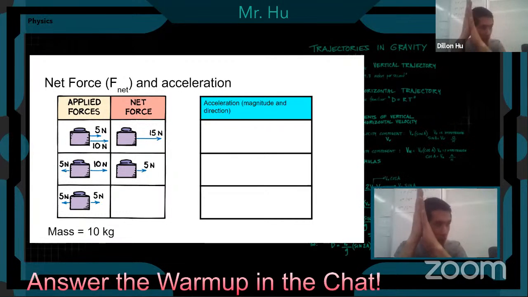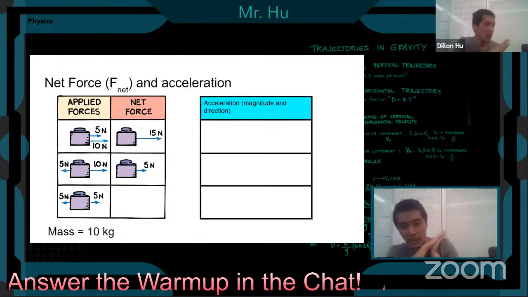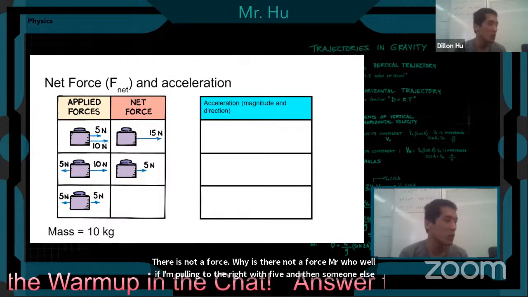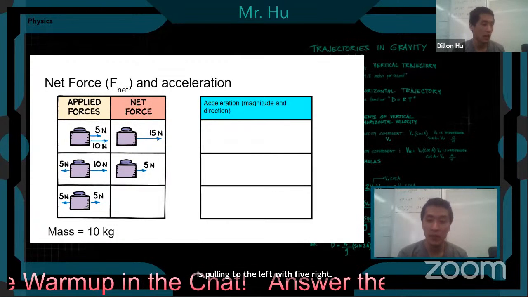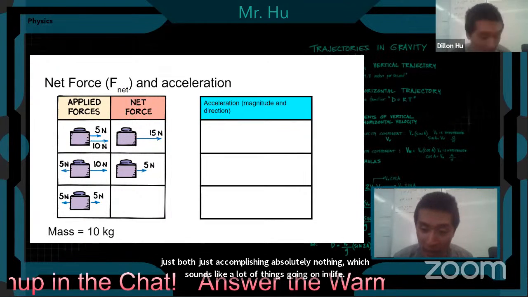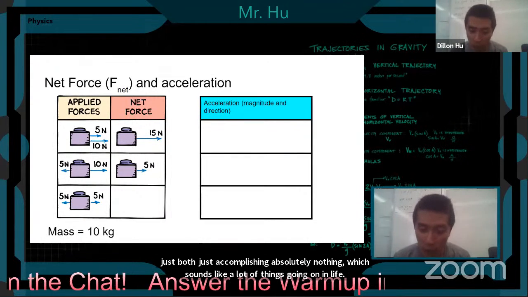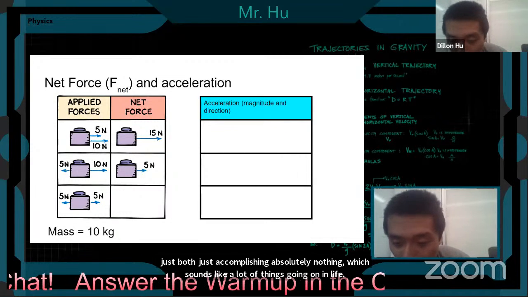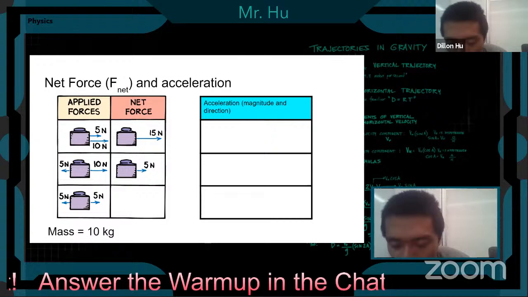Now let's take a look at the accelerations here. We have 3 net forces: 15, 5, and 0. We want to find the accelerations in this example. Remember that the mass is 10 kilograms, and that the equation we want to be working with is that the net force, F net, is equal to the mass times the acceleration.